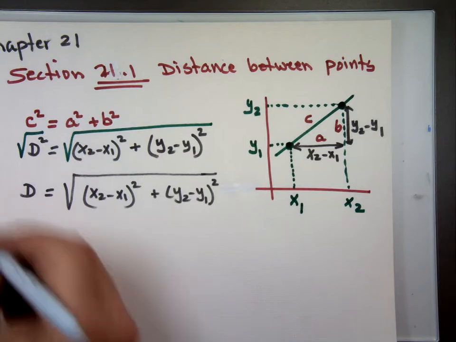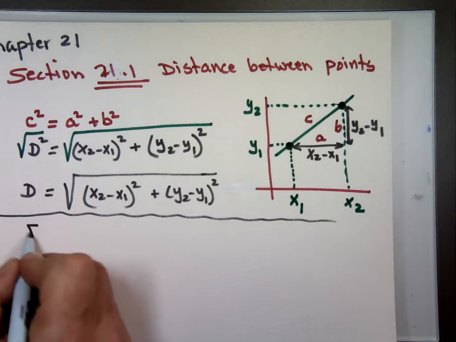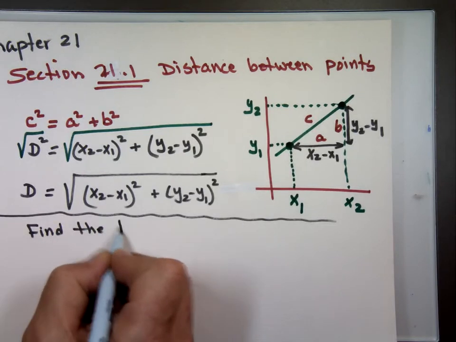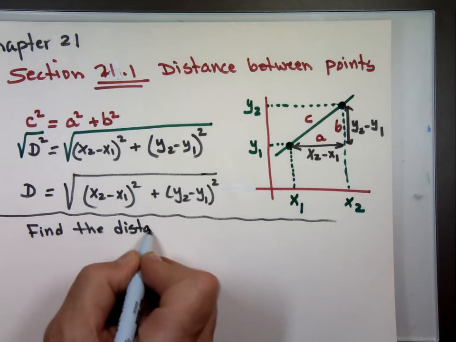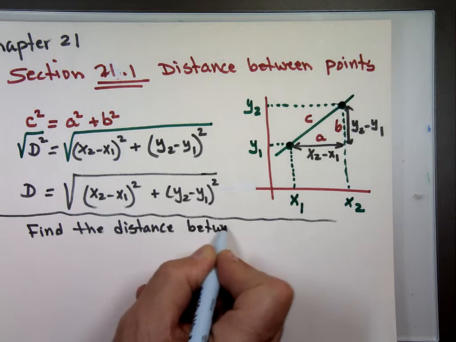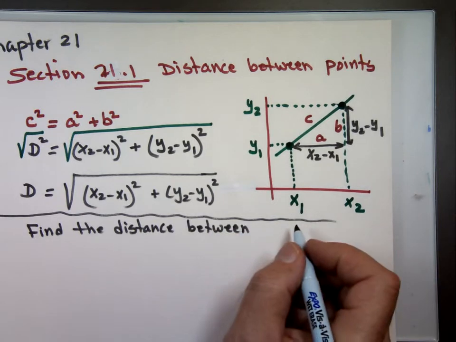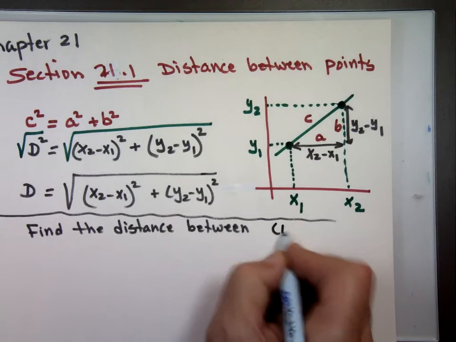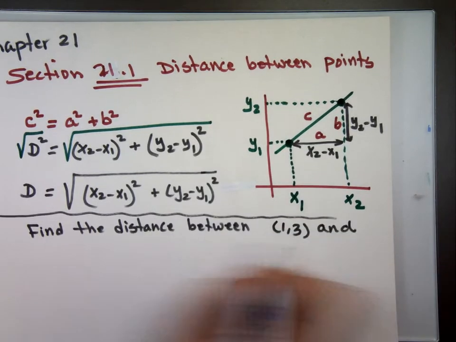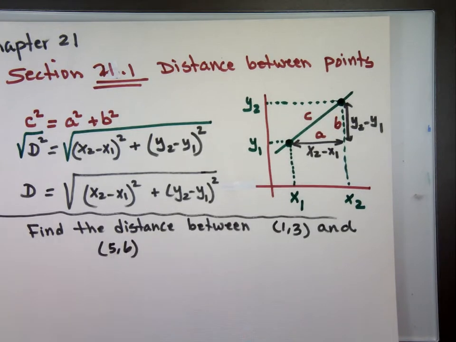So now here's an example. Find the distance between, I'm going to give you 2 points. Somebody pick a point. Give me an x and a y value. Go ahead. 1, 3. And somebody else pick a different value. 5, 6. 5 and 6.